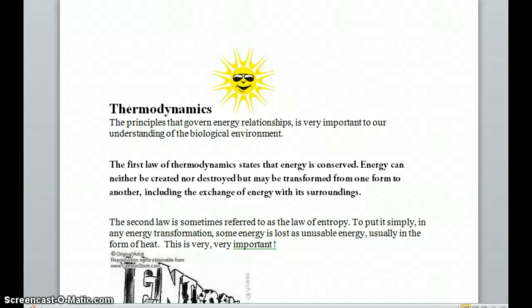Today's homework has to do with thermodynamics, and this is the principle that governs all of the energy relationships. It's very important to our understanding of the biological environment. To begin with, we need to know the first two laws. This may or may not be review for some of you.